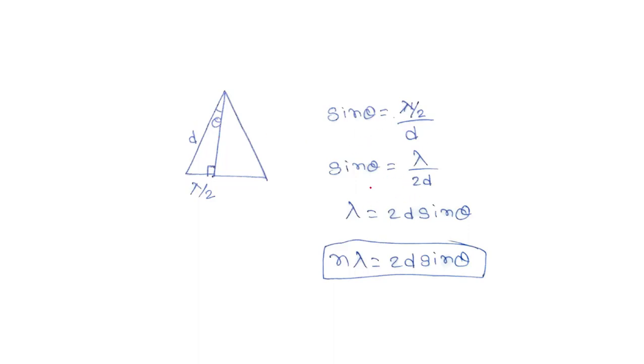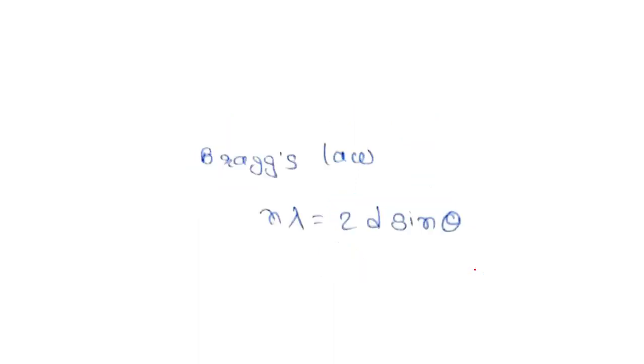Rearranging this equation, we find that lambda is equal to 2d sin theta. In the general sense, as we discussed, at different layers the size of the opposite side is changing. So the general equation is n lambda is equal to 2d sin theta, and this is Bragg's law. Thank you.